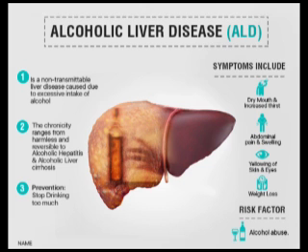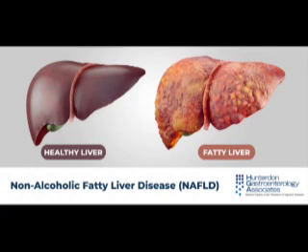So the liver has a percentage of fat that it should not go above, and when it's more than that, it's called fatty liver disease. There are generally two types of fatty liver disease. You have the one from alcohol and the one that is not from alcohol. The one from alcohol is called alcoholic liver disease or alcoholic fatty liver disease. And the one that is not from alcohol is called non-alcoholic fatty liver disease.